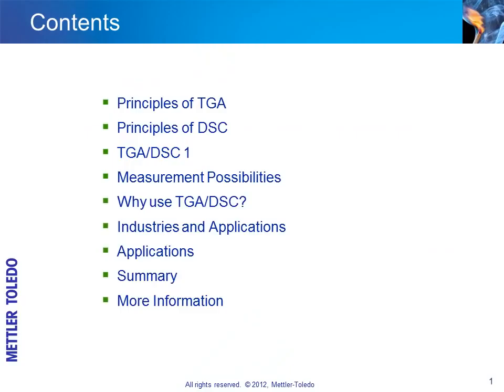In the course of the webinar, I would first like to explain the basic principles of TGA and DSC, and then describe the Mettler-Toledo TGA DSC-1, a high-performance TGA instrument that can simultaneously perform TGA and DSC measurements on the same sample. I also want to point out a number of important design features and options. Finally, I will present several practical examples to illustrate different application possibilities that the TGA DSC-1 instrument offers.